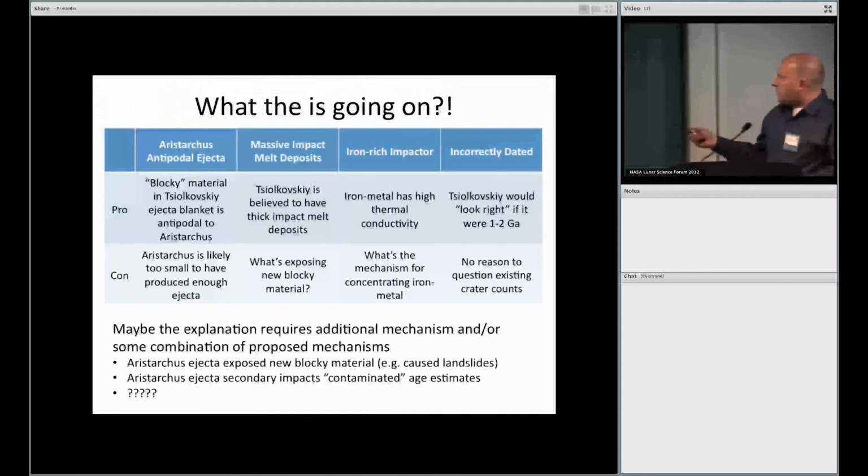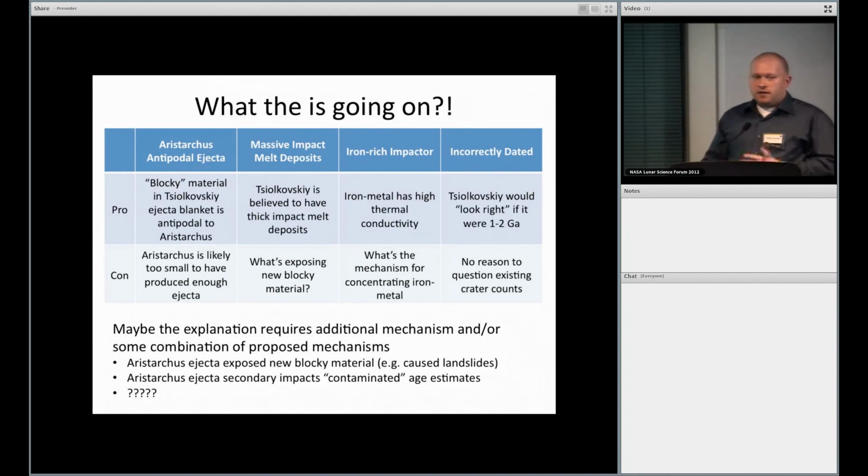And the other hypothesis we're looking at is, what if it's incorrectly dated? Tsiolkovskiy would look right if it were something more on the order of 1 to 2 billion years old, as opposed to 3.2 to 3.4 billion years old. But we don't really have any reason to question existing crater counts. So these are the mechanisms we're evaluating at the current time, and we'll have a lot more to say about this at EPSC once we start incorporating some of the other LRO and the newer data sets.